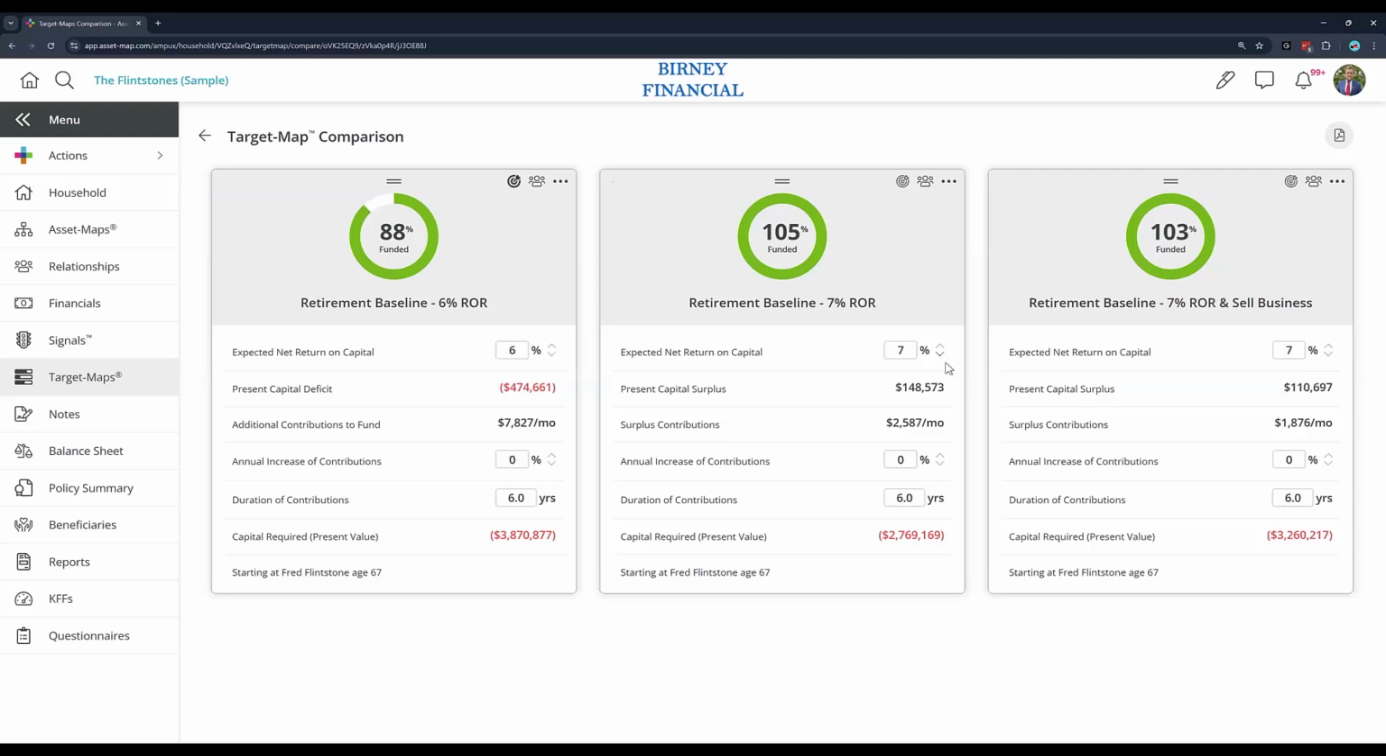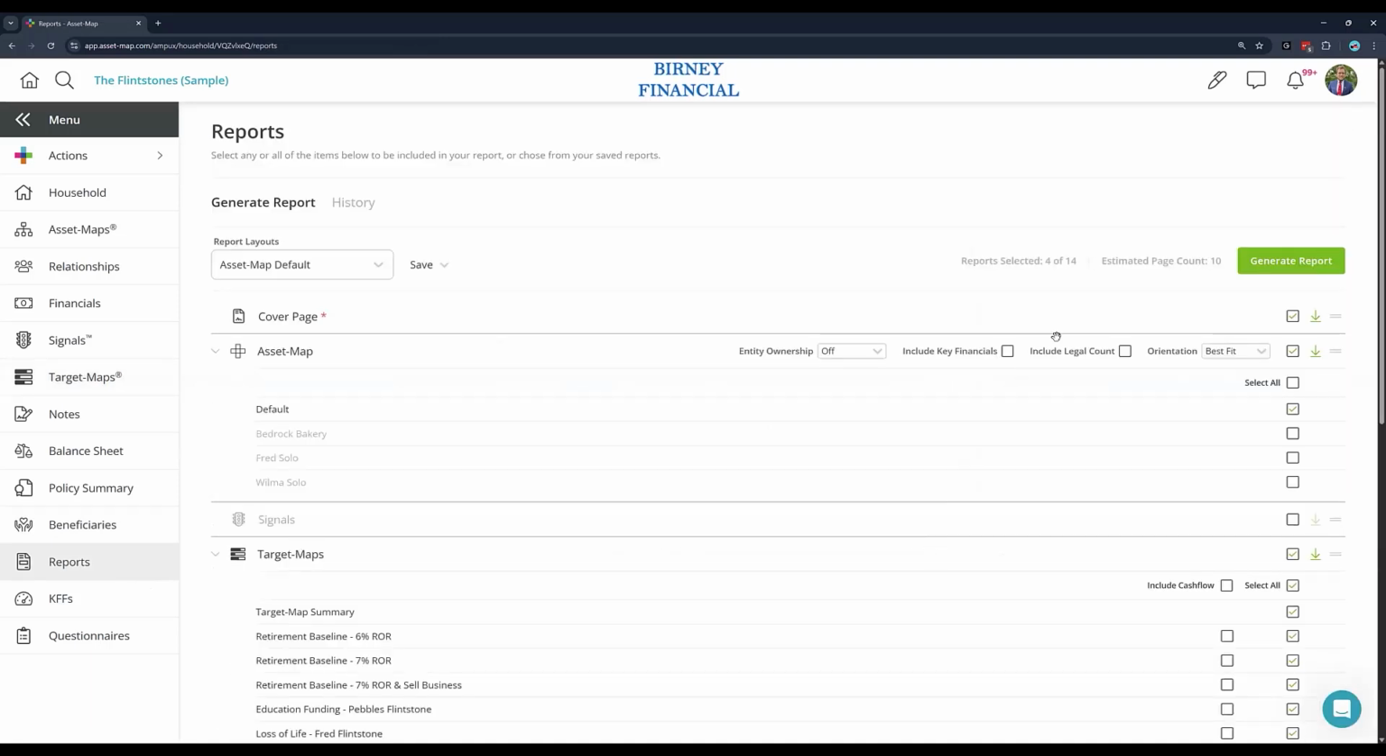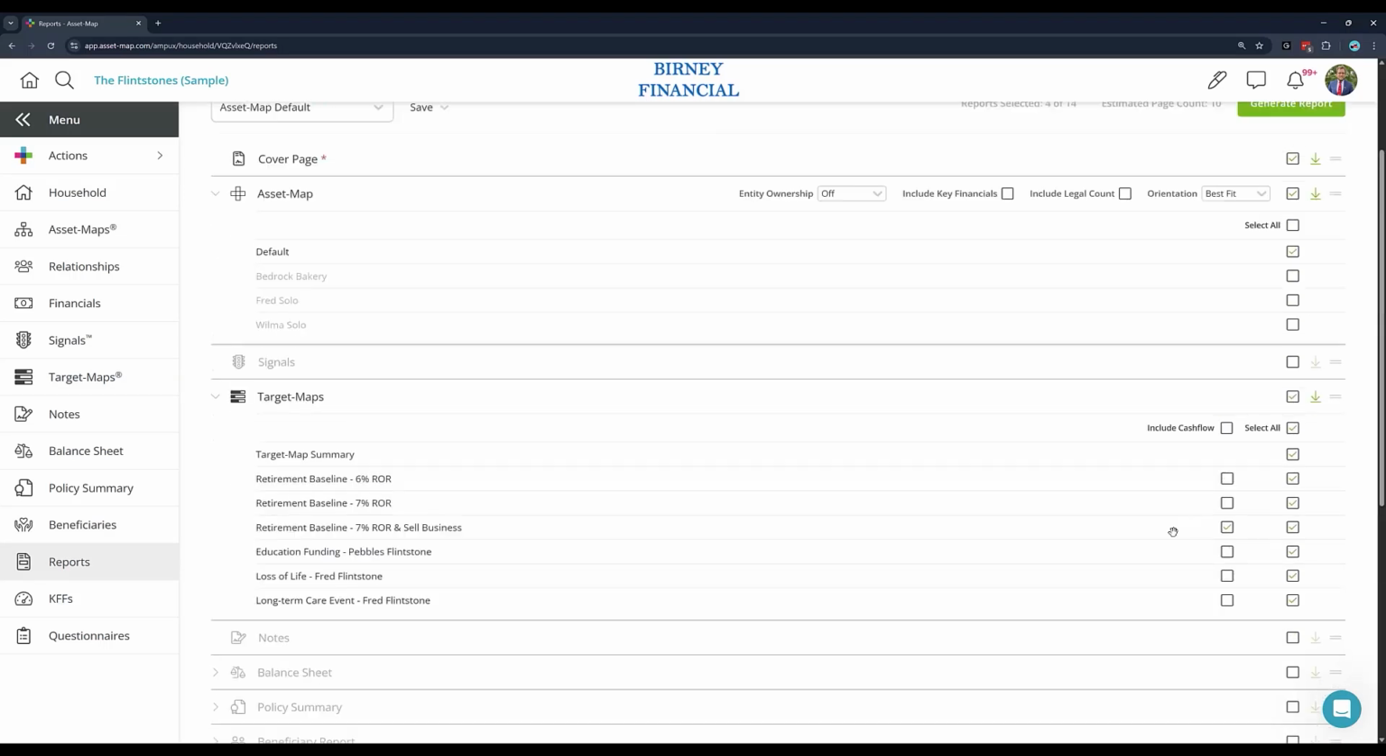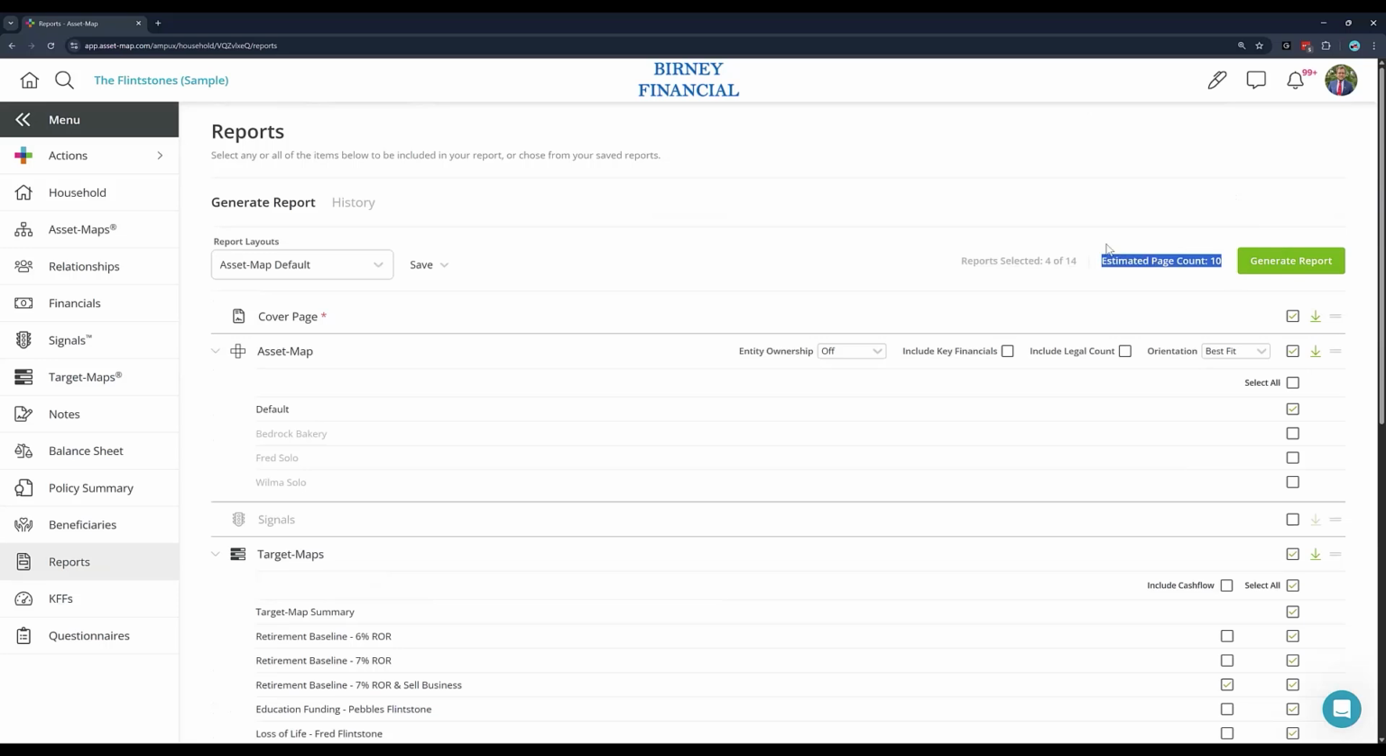So I've built these target maps. They are in the system now. I can give you an individual PDF on each of them, or in my comprehensive report down here, I put the whole packet together. The cover page, the asset map, all these great target maps with or without the cash flow. Let me include this one that has them having 1.6 million at the end of their life. Why not? Notes, balance sheet, disclosure, whatever you want to put in here. But putting all this together, estimated page count is only going to be 10. That is a whole lot more digestible than a big, thick 80-page packet.